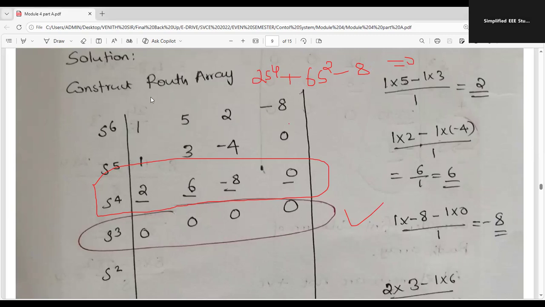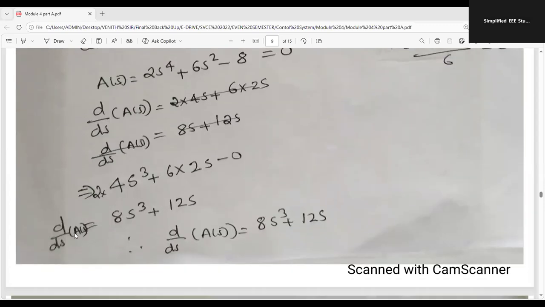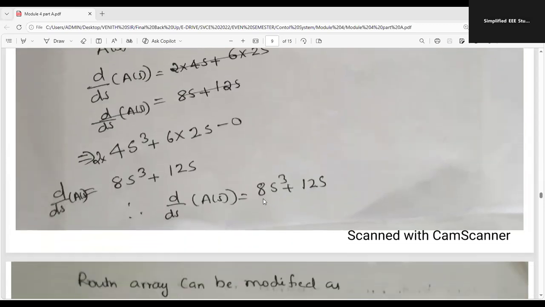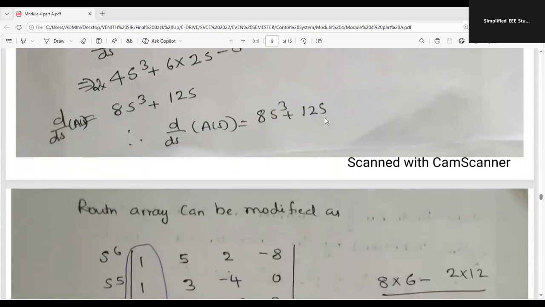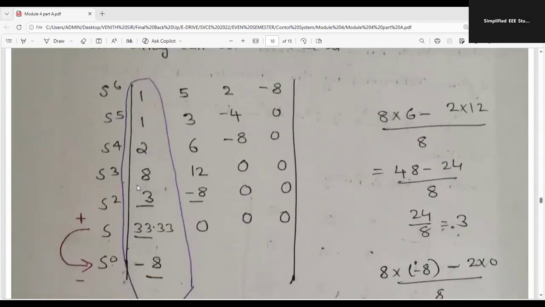This is called the auxiliary equation, so you write it as A(s). Now go for the differential of the auxiliary equation, d/ds of A(s), which you have to calculate. Whatever you get from d/ds of A(s), those coefficients you are supposed to replace in this particular row. Let me show you once. After differentiation, I got 8s cubed plus 12s. Whatever coefficients you got, 8 and 12, the 0 is replaced by 8 and 12. So I could avoid the issue with the 0.